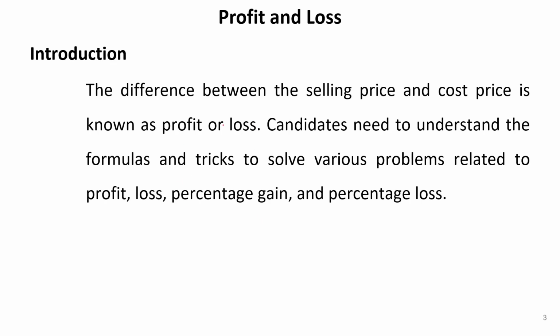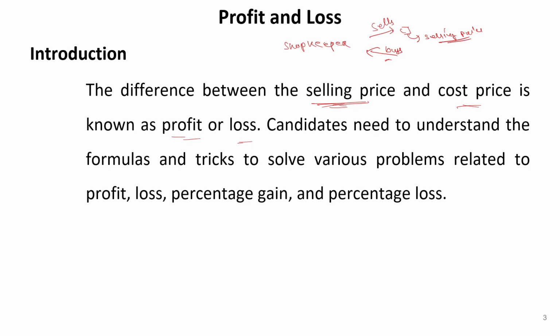So the difference between the selling price and the cost price is known as profit or loss. The first term here is selling price. What is the selling price? Let's say you are a shopkeeper. He buys and then he sells stuff. Selling things go out and bought things are coming in. All the things that he sells are sold at some price. So that is the selling price.